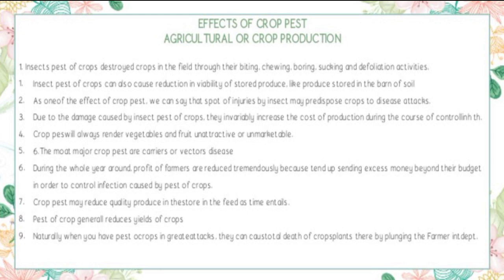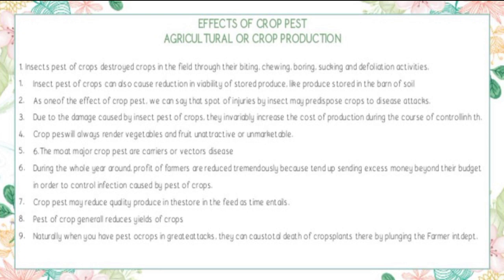And due to the damage caused by insect pests of crops, they invariably increase the cost of production during the course of controlling them. Crop pests will always render vegetables and fruits unattractive and unmarketable. Also, the most major crop pests are carriers or vectors of disease. And throughout the whole year, profits of farmers are reduced tremendously because they end up spending excess money beyond their budget in order to control infection caused by pests of crops.